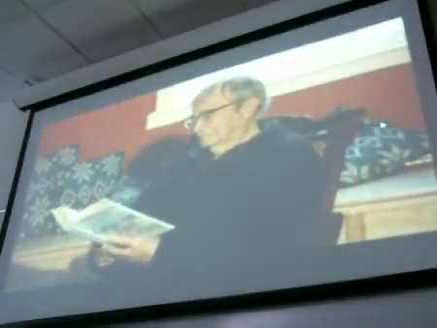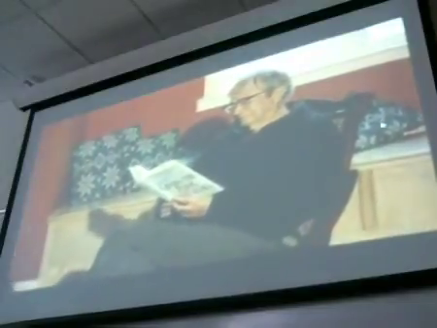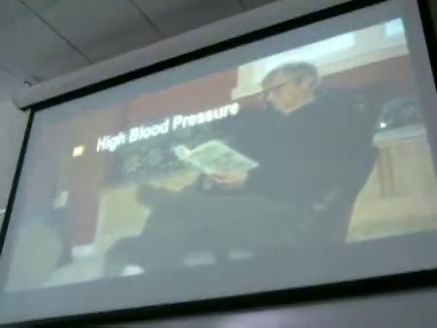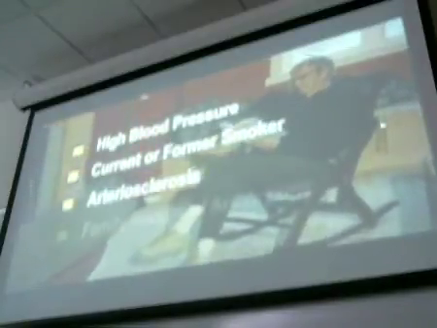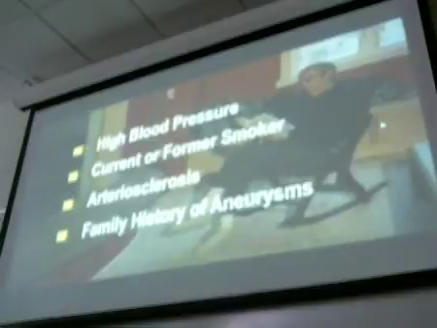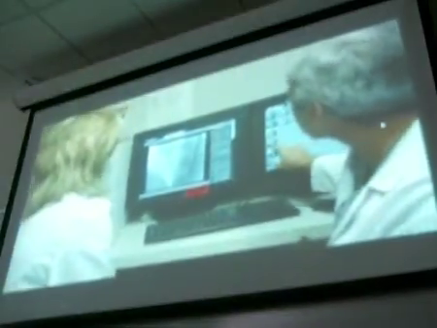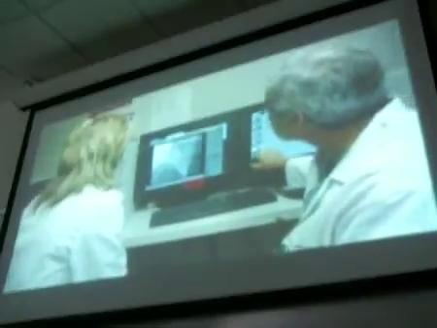People who are over 60 years of age and have one or more of the following conditions may be at risk of having a TAA: high blood pressure, current or former smoker, arteriosclerosis, or family history of aneurysms. Regular screenings for people who are at high risk of having a TAA can be critical to identifying and treating the condition early. Chest X-ray is the first test to do.